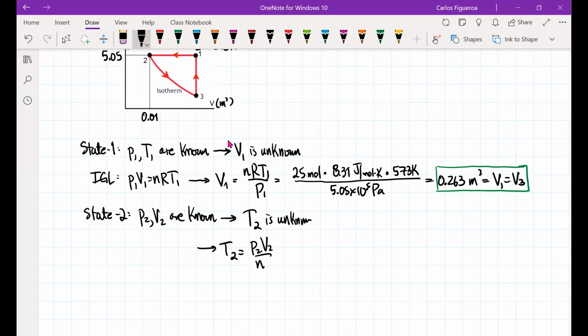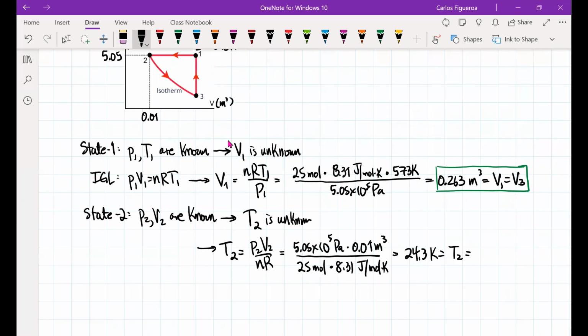P2, V2, and R. So if I plug in my values here, I'm going to get 5.05 times 10 to the 5 pascals times 0.01 meters cubed. And then I'm going to get 25 moles times 8.31 joules per mole Kelvin. And when I compute that number, I get 24.3 Kelvin, but that's the temperature at 2. But because of the isotherm, it's also the temperature at 3.